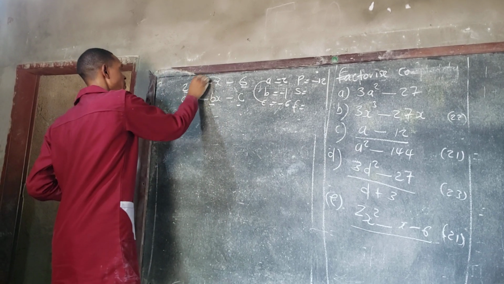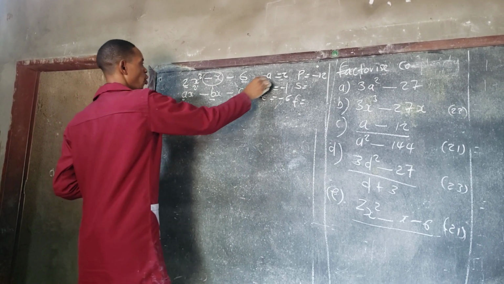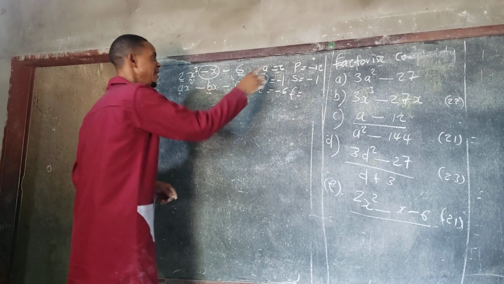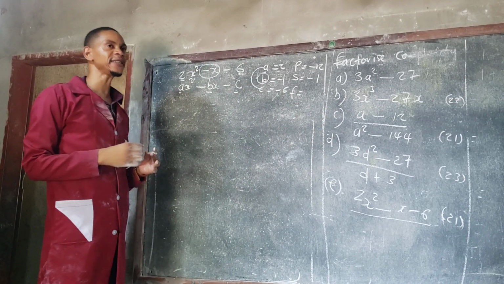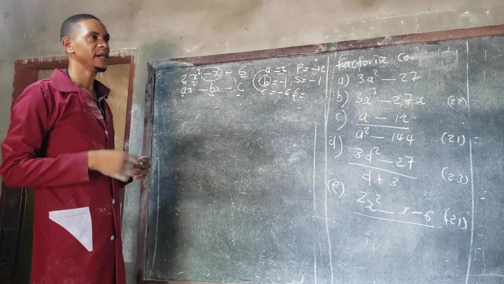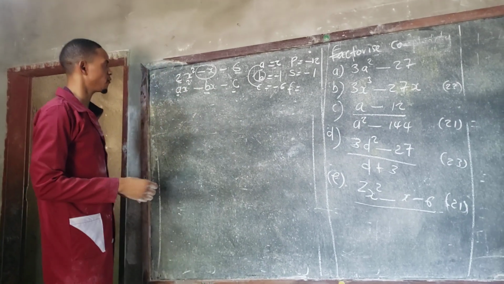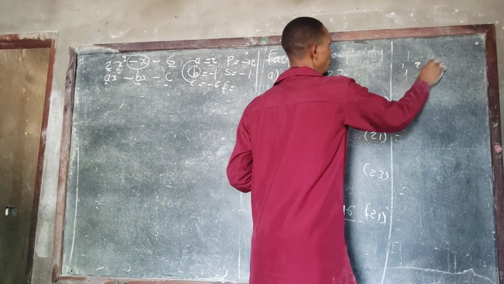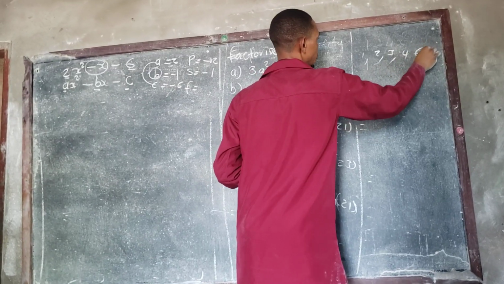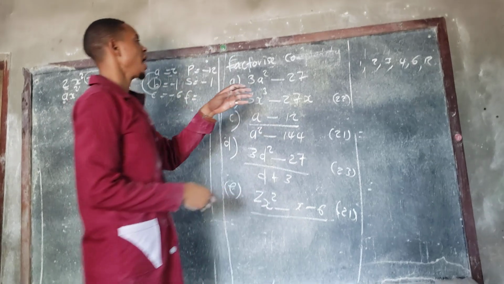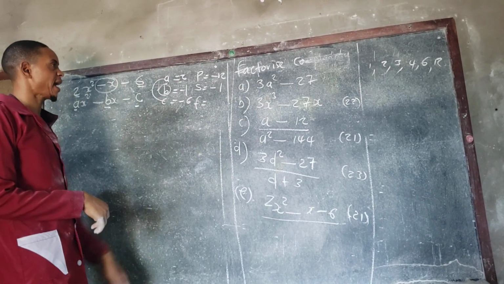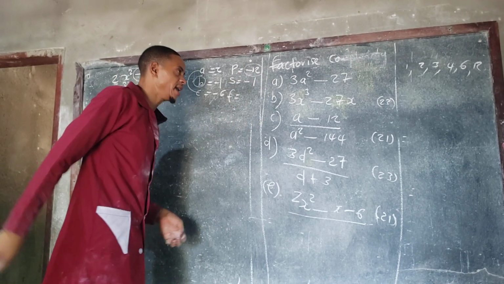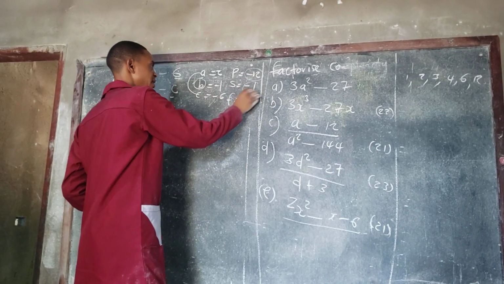Then the sum is the middle number, okay? The sum is always B, and B is negative 1. Then the factors of 12. What are the factors? Factors are numbers that can divide a number. So what are the factors of 12? 12 has factors such as 1, 2, 3, 4, 6, and 12 itself. Now, what are the factors of 12 that I can multiply, they'll give me negative 12, and if I add them, they'll give me negative 1?